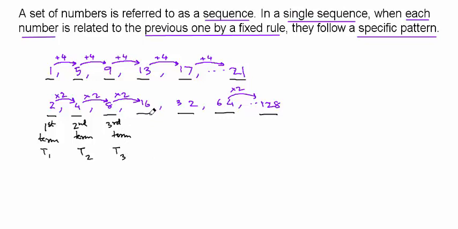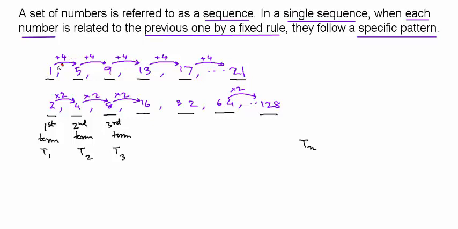And once we recognize the rule that the sequence follows, for example, a plus 4 on the first one, a times 2 on the second one, you can pretty much find any term in that sequence. Let's say Tn, where n can be any number. We have T1, we have T2, T3, T4 and so on. You could find, let's say, T50, T100.